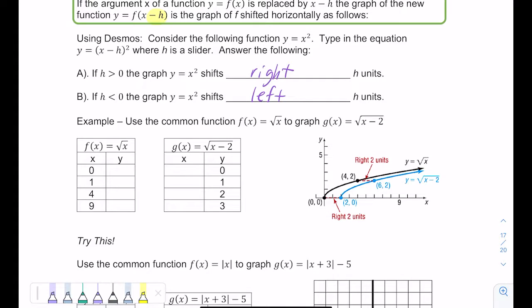Okay. So if we take the square root function now, and I do the square root of 0, it's 0, square root of 1 is 1, square root of 4 is 2, square root of 9 is 3. Okay, that's our common function. As you can see, it's the black function there. That's the square root function.